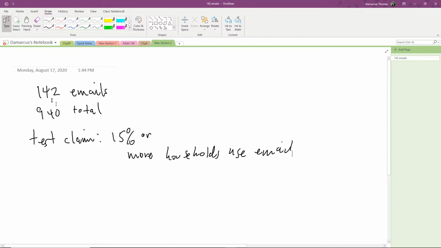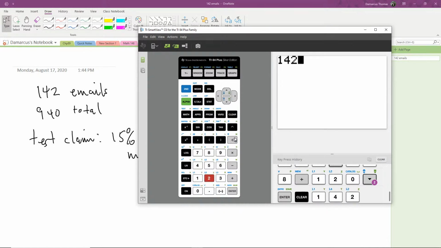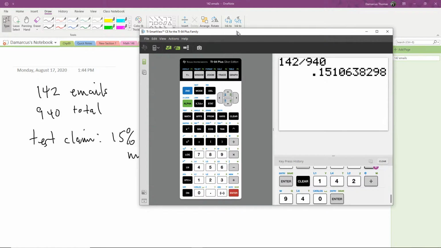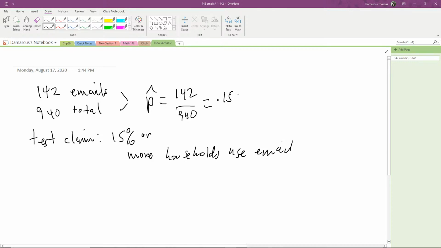So let's see what this proportion is. I mean, that's about 15% maybe. Let's see, 142 divided by 940. That's a little bit above 15%. Is this enough evidence? Just because we're getting approximately 15.1% out of this sample that we did. We only sampled 940. So let's conduct a hypothesis test.